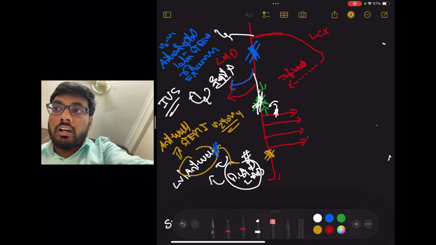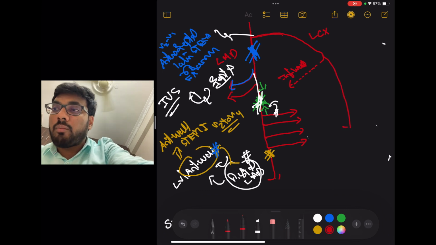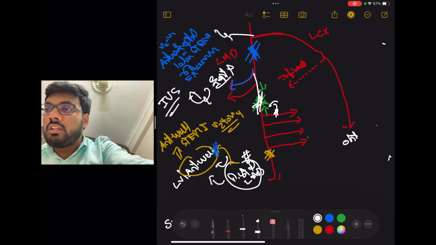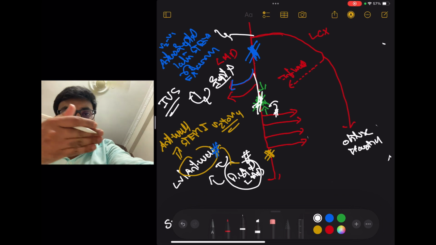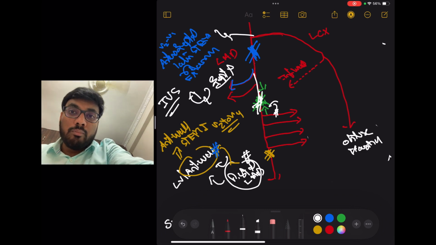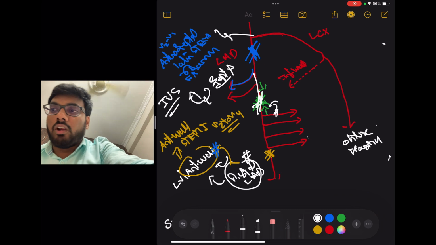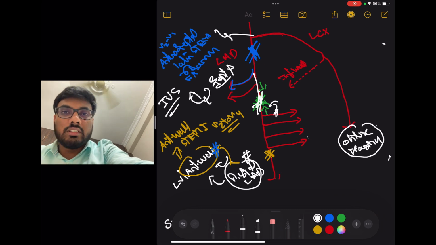Next, before winding around the heart, it gives one branch which is known as the obtuse marginal branch. Just remember only two branches regarding the LCX. One winds around the heart, enters the posterior ventricular septum, and supplies the inferior wall. Before winding, it gives one branch supplying the lateral wall of the heart. This is known as the obtuse marginal branch, right?